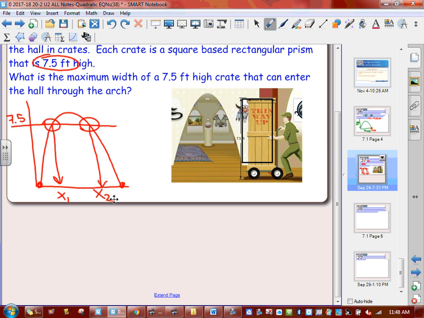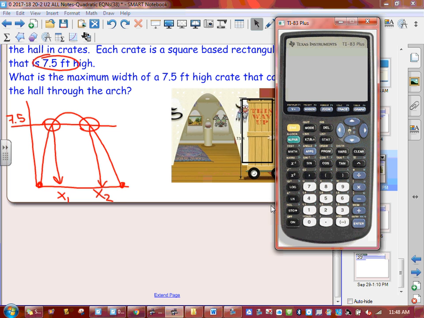So, we've labeled a plan. Now we've got to go to our calculator and type in the actual equation. In my y equals, in the y1, I'm changing my equation. I'm going to clear that out, and I'm going to have negative 0.625 x squared plus 5x. Everybody got your equation in your calculators? Alright, so now you're going to hit graph.